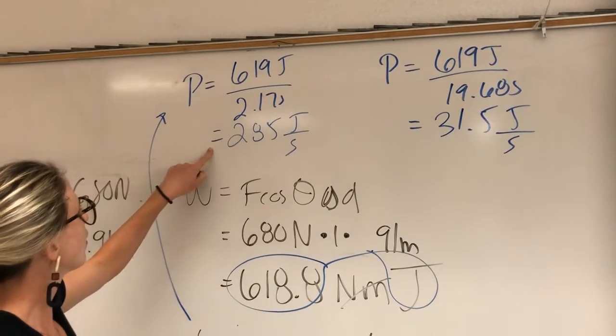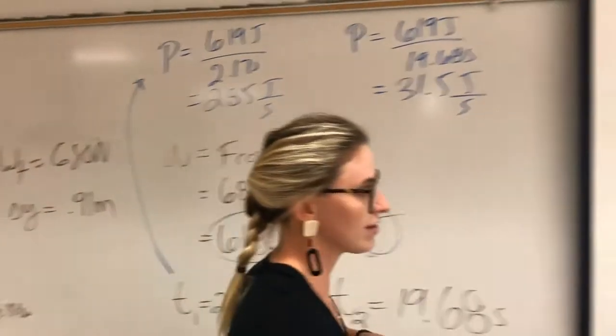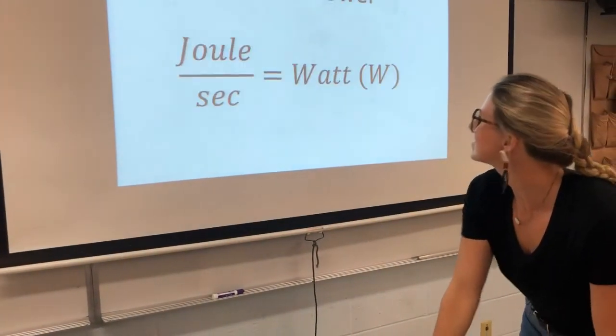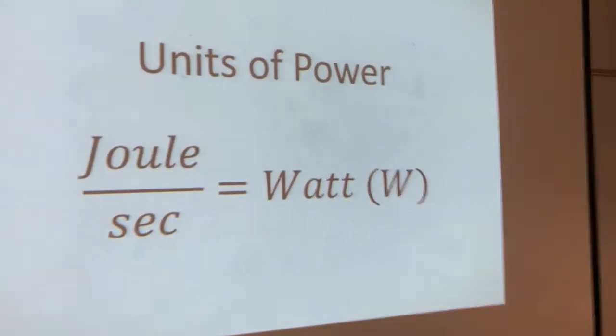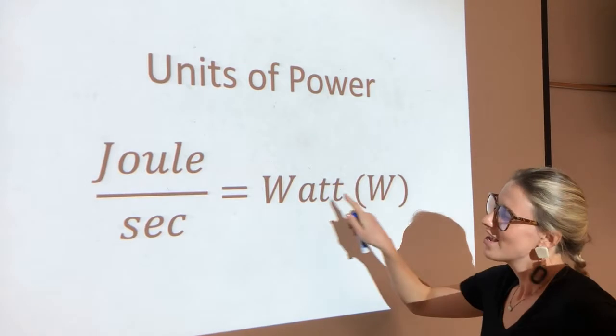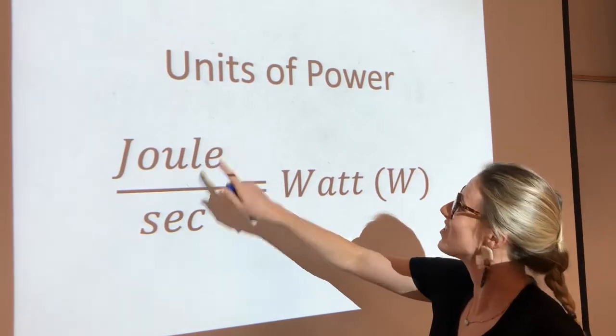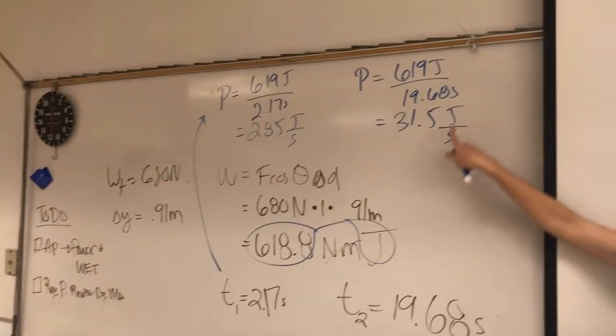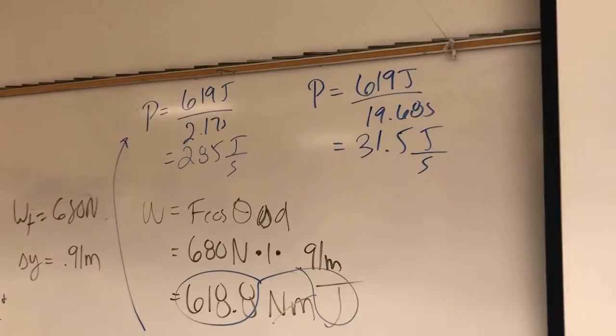Okay, so which one had more power? The one where you went up fast. I needed more power to go faster. Power is the rate at which work is done. Faster means more power. The unit of power is the watt, W. A watt is joules over seconds. So that's 285 watts and 31.5 watts.